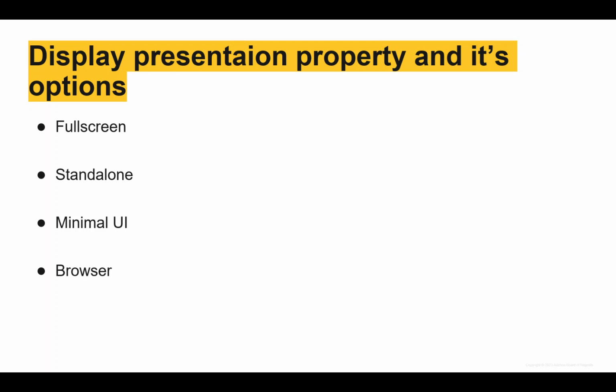And then there is minimal UI. It will display the web app with a minimal set of user interface elements such as navigation and those sorts of elements. And then there is browser. If we set the display to browser, then our PWA will look just like a website. It will show all the components or UI elements of a web browser alongside our progressive web app.